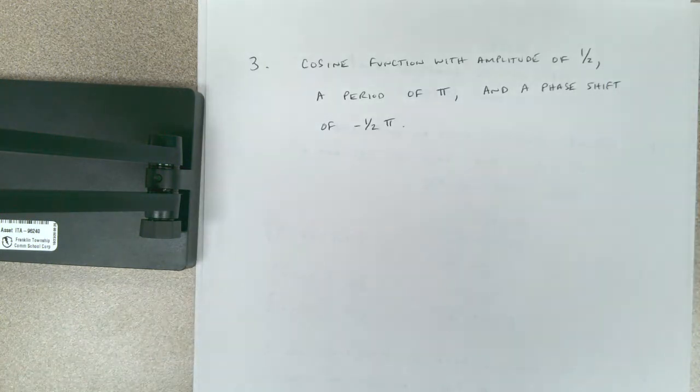Okay, for example 3, we have the cosine function with an amplitude of 1/2, period of pi, and a phase shift of negative 1/2 pi. So why don't you pause the video, see if you can do this, and then unpause it here in just a second and check your answer.